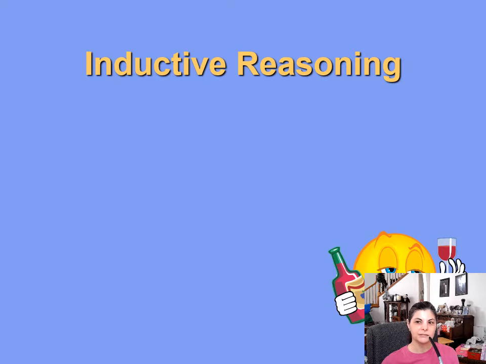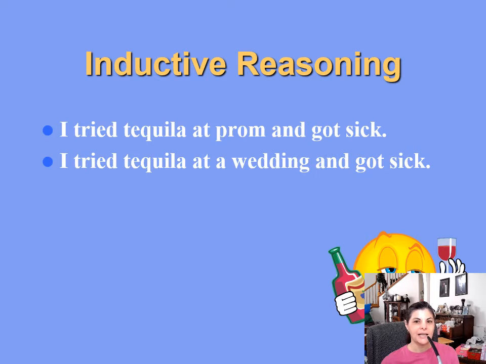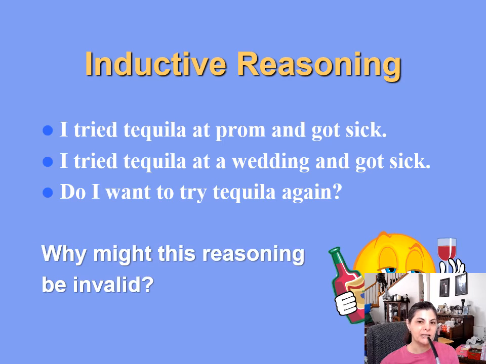Here's another example, kind of having fun with this one. Let's say it's prom, I'm having a good time, I decide to try some tequila. And after I tried it, I got sick the next day. So I wait a couple of years and say, oh, maybe it was just something else. I'll try tequila again. I'm at a wedding. I try it. It does not go over well. Now, do I want to try tequila again? Now, if I use inductive reasoning and say, well, I see two specific examples that I got sick each time, I might predict that the third time I will get sick too.